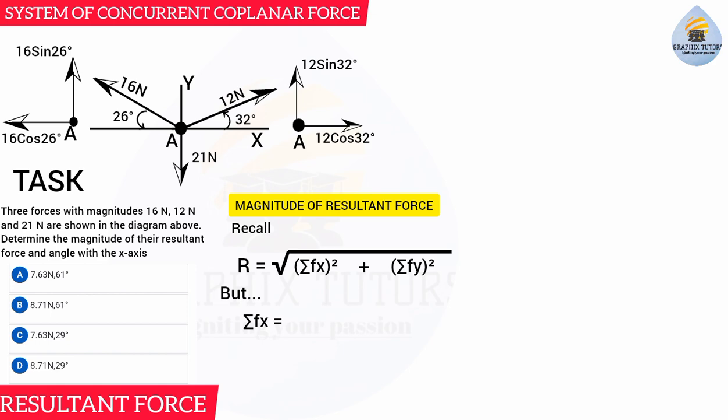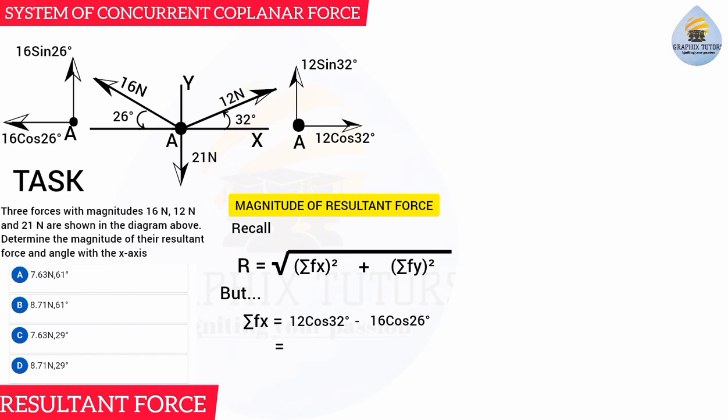So once you've done that, now if I put it here, 12 cos 32 is positive because the arrow you're seeing is facing the right. Whenever the arrow is facing the right, it is positive. And 16 cos 26 will be negative because the arrow is facing the left. And whenever it's facing the left, it is what? Negative. Is that okay now?